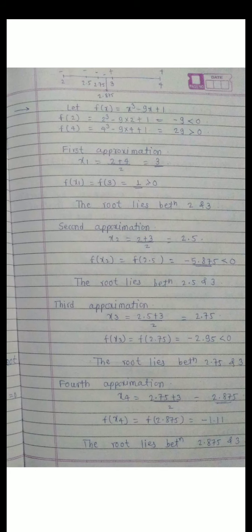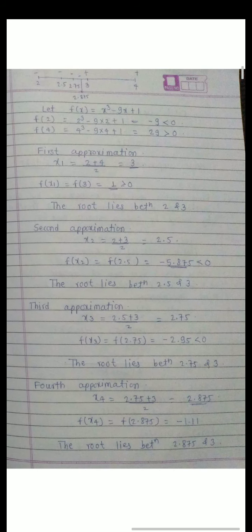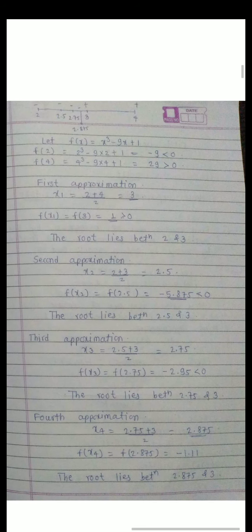Therefore by our same working rule, the second approximation x2 is the arithmetic mean of the two values 2 and 3, that is x2 is equal to (2 plus 3) by 2 is equal to 2.25. Again the same procedure, find the value of f of x2, whether it is positive or negative. Here if we replace x is equal to 2.25 in the given expression, we get minus 5.875, which is negative.